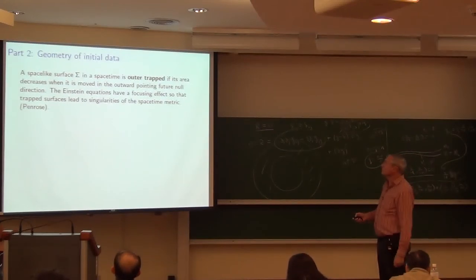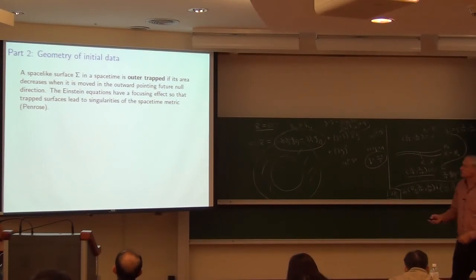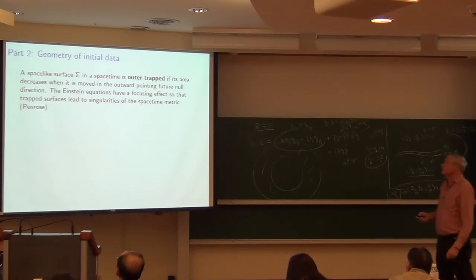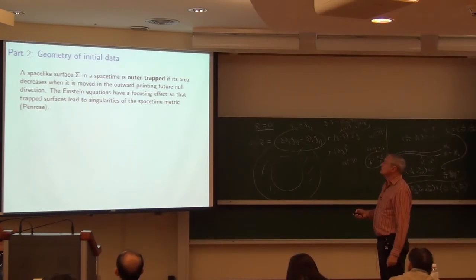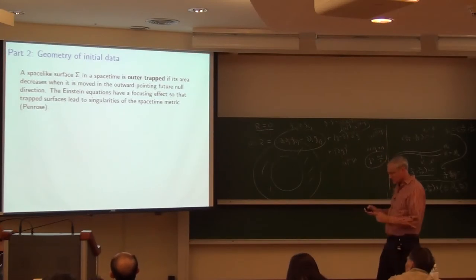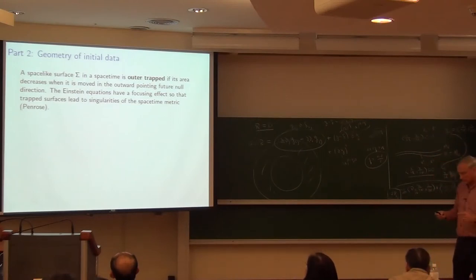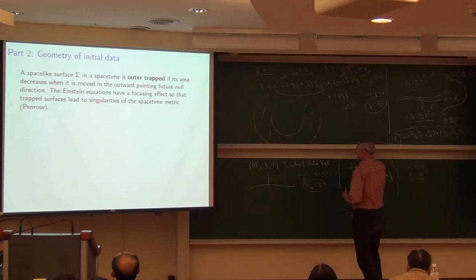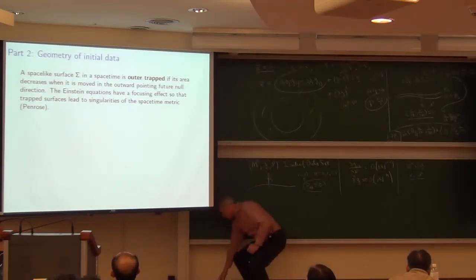Okay, so I want to talk about the geometry of initial data and a specific question, and then I'll talk about the recent result, which partially answers it. It's related to trapped surfaces. This is an idea that goes back to Penrose.